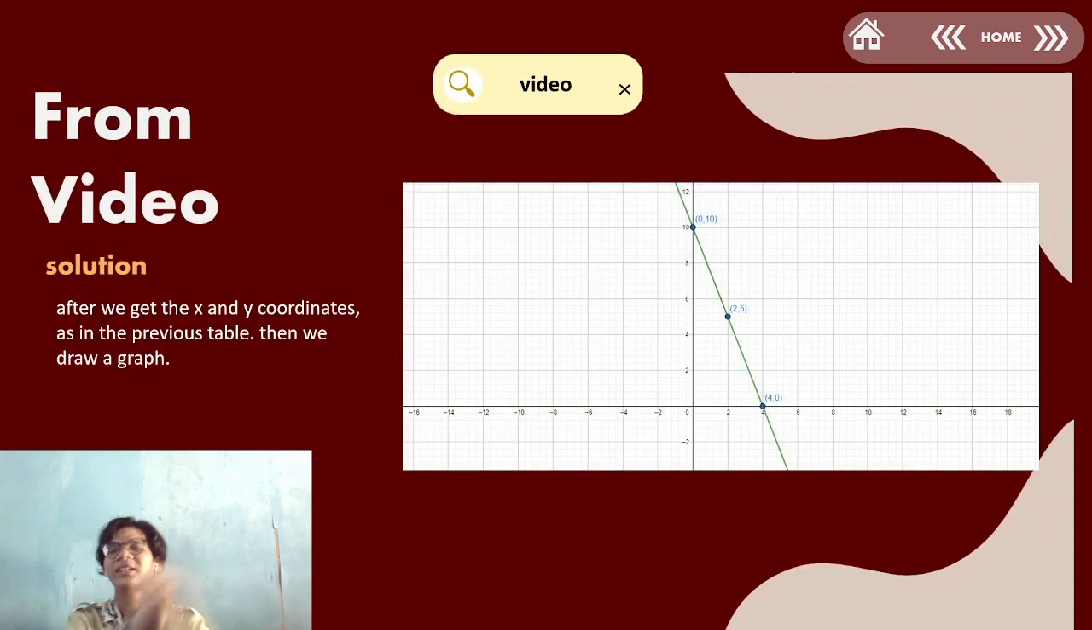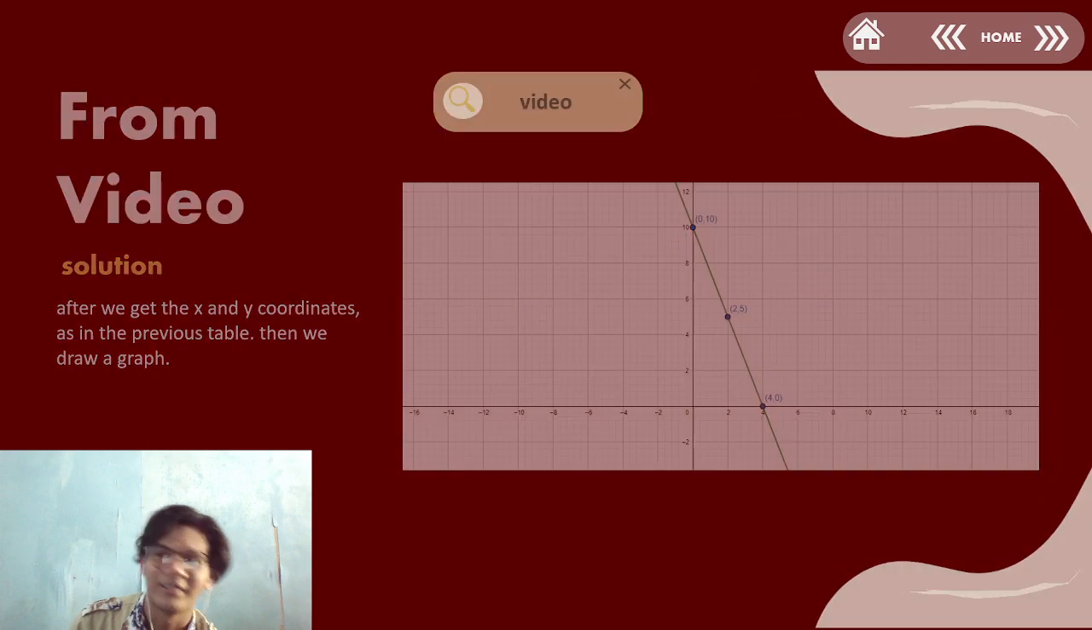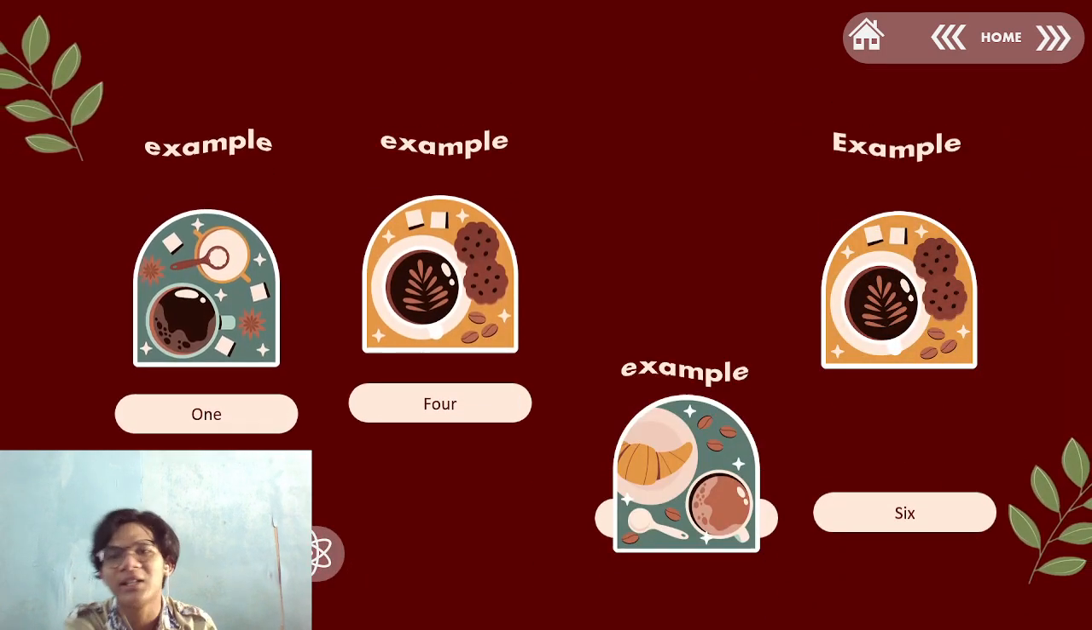Then after we get the x and y coordinates as in the previous table, we draw a graph. This is the graph of that equation, 5x plus 2y is equal to 20. Okay. Then we go to example 1.